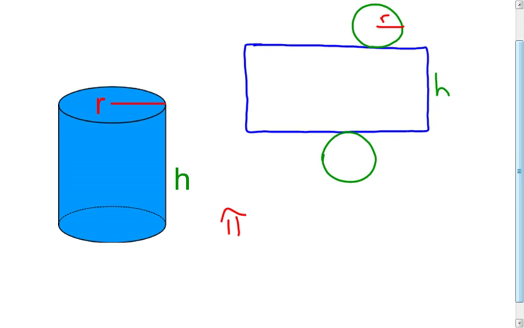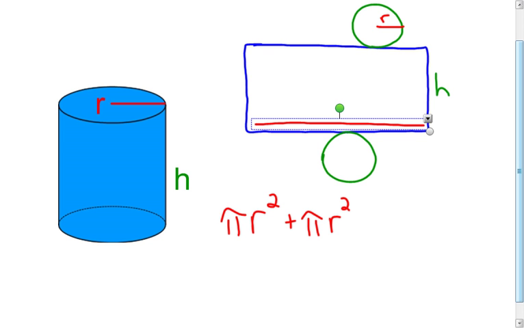pi times the radius squared. Well, I called the radius r. There's the area of one of the circles. There's the area of the other circle. So I have the two circles. Now I just need to find the area of the rectangle. Well, I look at this and I have the height. The only problem is I don't have the length of the base. To find the area of a rectangle, I need to do base times height.